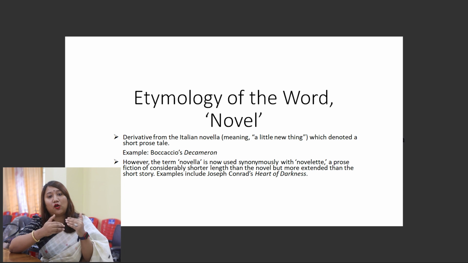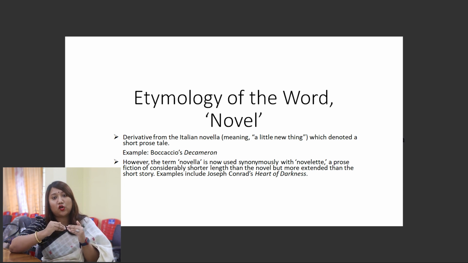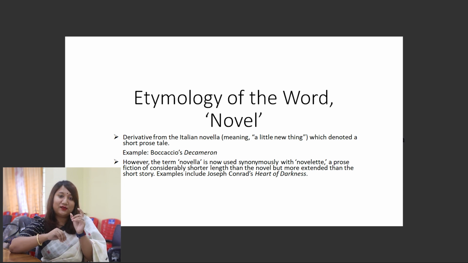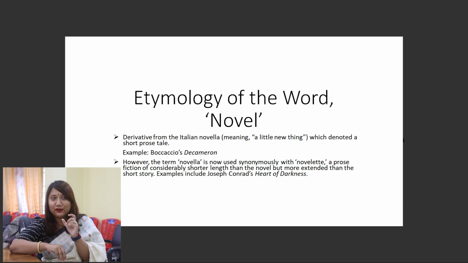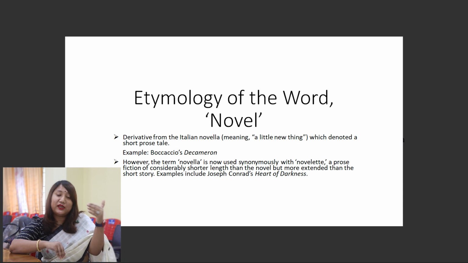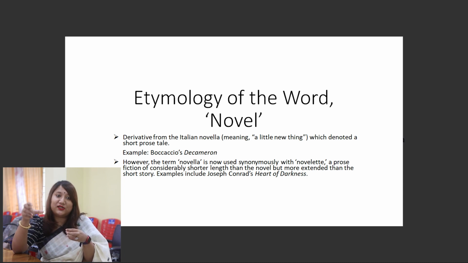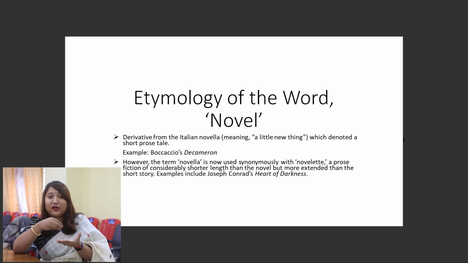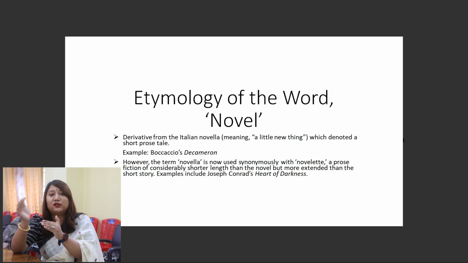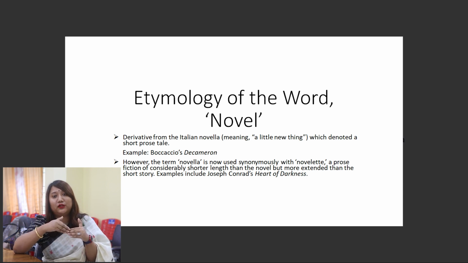Now, coming to the origins of the word novel, the term novel is derived from the Italian word novella, which means a little new thing. In 14th century Italy, there was this practice of writing short tales and bringing out anthologies of those tales. For example, you can take Boccaccio's Decameron. So from that, we derived the word novel.